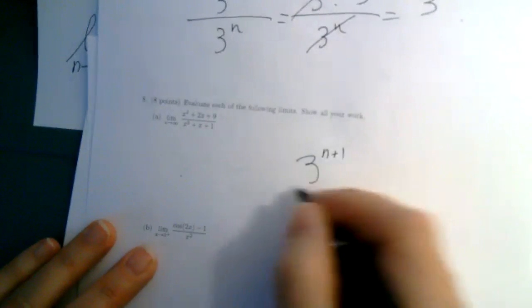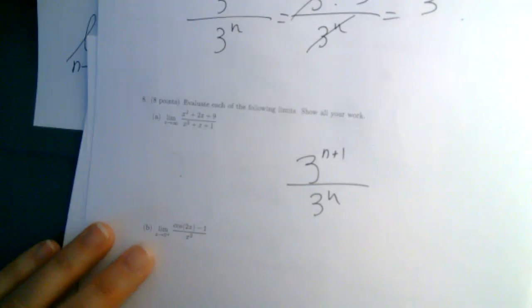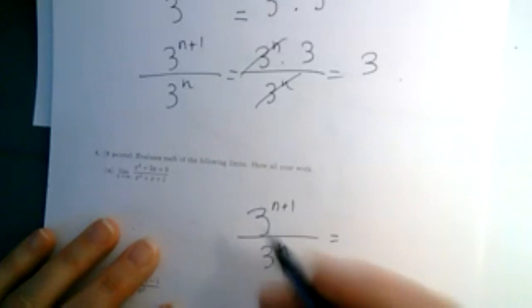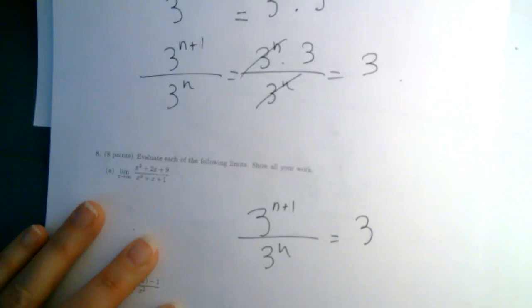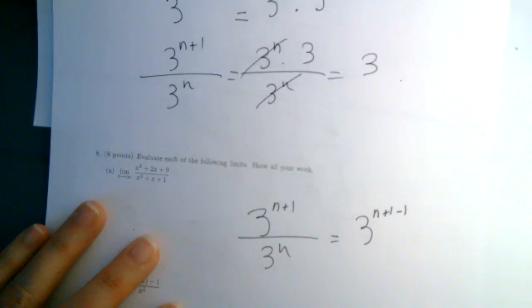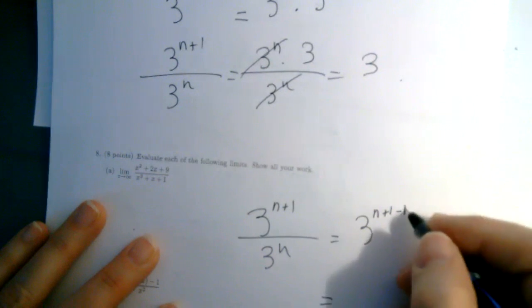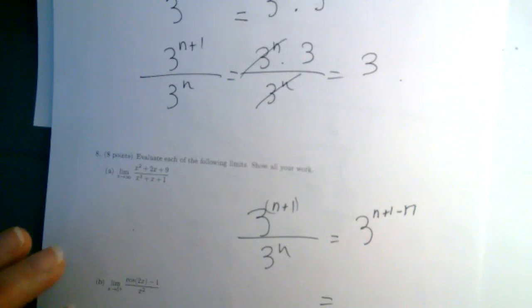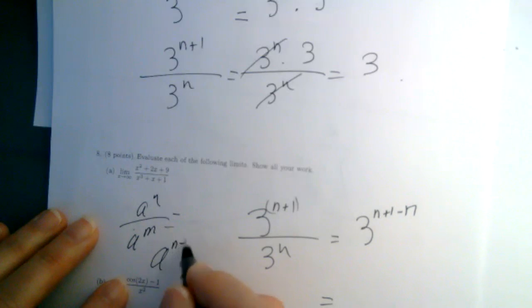Another way you can think about it is the following. 3 to the n plus 1 over 3 to the n. You use the property that we know about exponents. It's 3 to the power, you take the power of the numerator minus the power of the denominator: n plus 1 minus n. So a^n over a^m is a to the power n minus m.